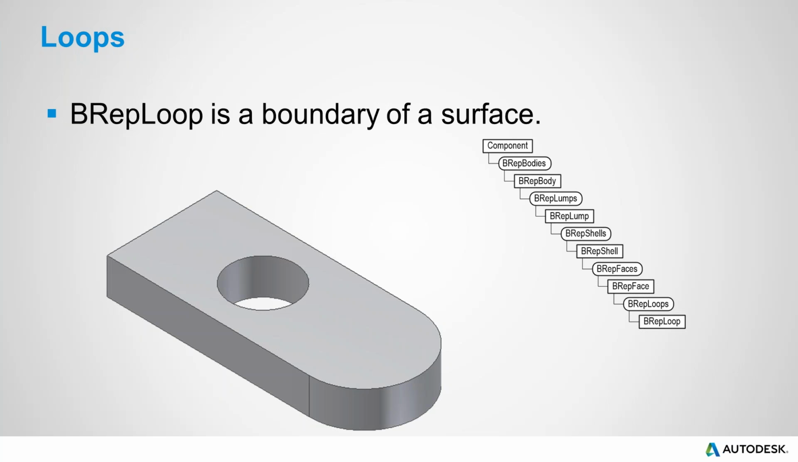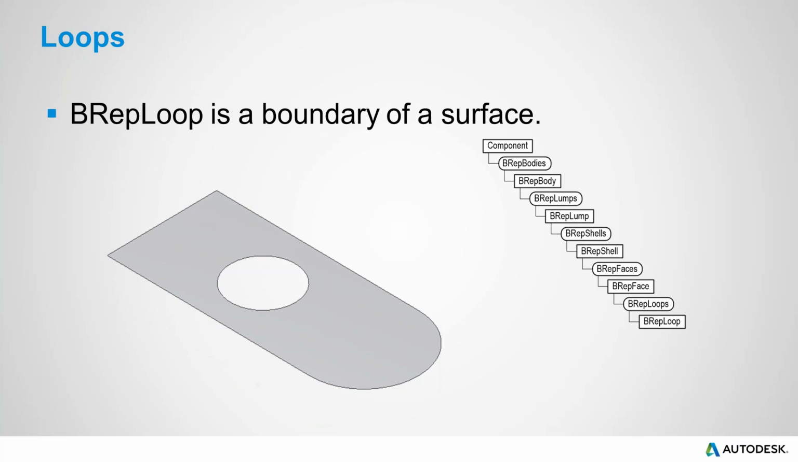And then we have loops. From a face, I can ask it for its loops. Let's isolate just that top face of the model. A loop is the boundary of the face. This face has 2 loops: it has this outer loop, and it has this one inner loop. All faces will have one and only one outer loop, and they'll have 0 to n inner loops.